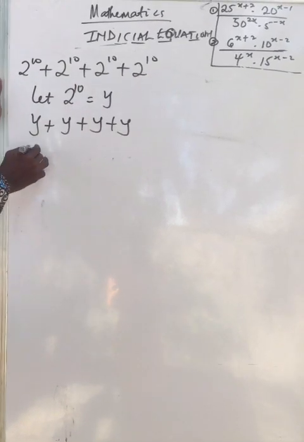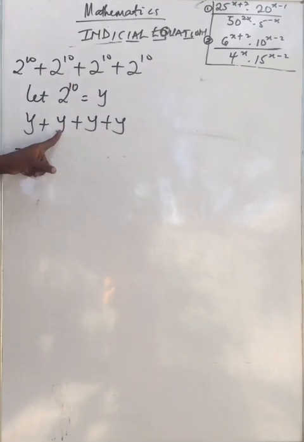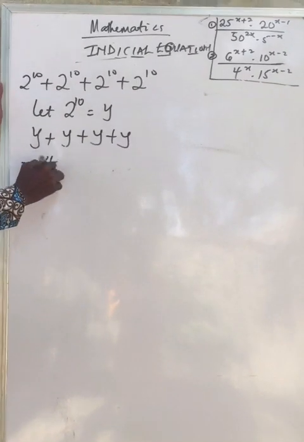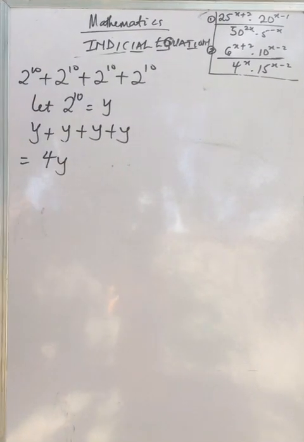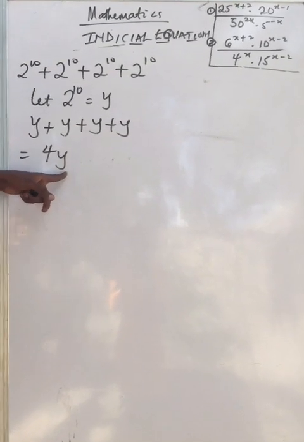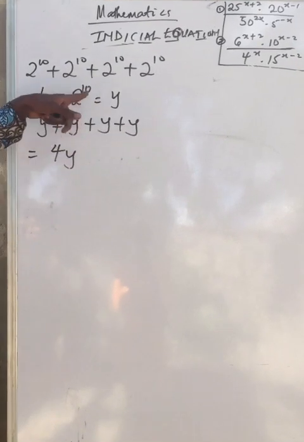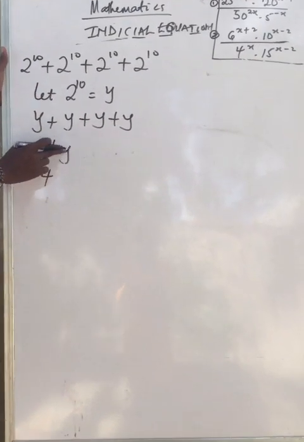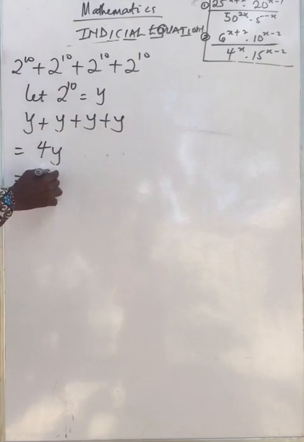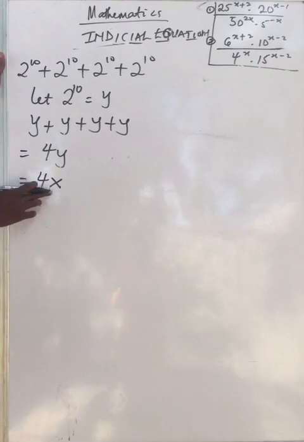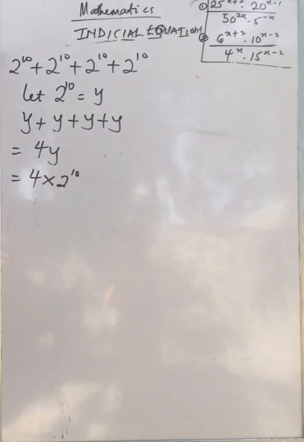Now in that sense, remember that y plus y is 2y, plus y is 3y, plus y is 4y. So we are having 4y. Remember, we are not done. We have only expressed this in terms of y, which is not what we are asked to do. So I replace back my y, which was 2 raised to power 10. I will have 4 times 2 raised to the power of 10.